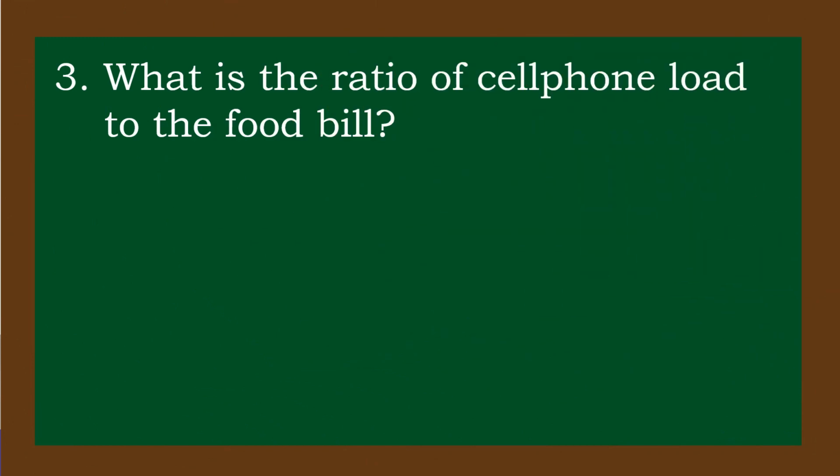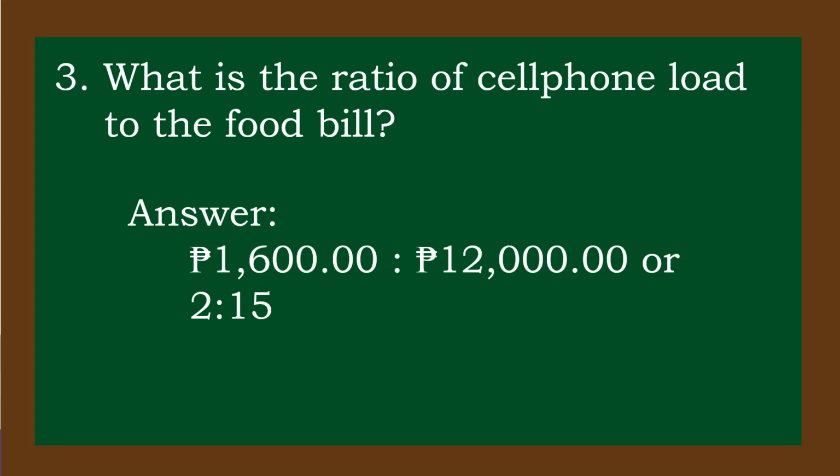Number 3. What is the ratio of cell phone load to the food bill? So our answer will be, since the cell phone bill is 1,600 pesos and the food bill is 12,000 pesos, then our ratio will be 1,600 is to 12,000, or in its simplest form, 2 is to 15.